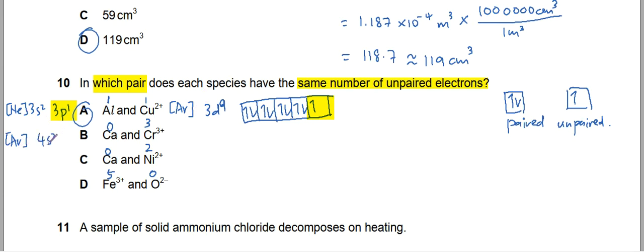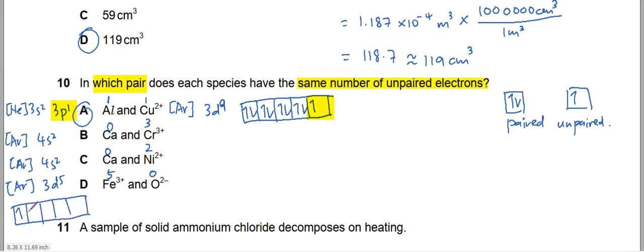4s2, so no unpaired electrons. This is also argon 4s2, also no unpaired electrons. Argon 3d5. We know that in the 5 orbitals, it will fill up singly first, so 5 unpaired electrons.